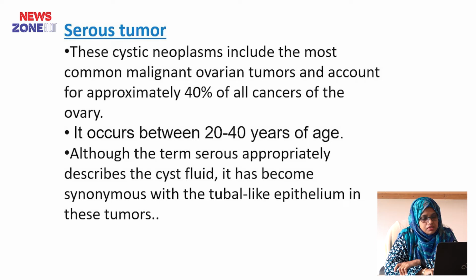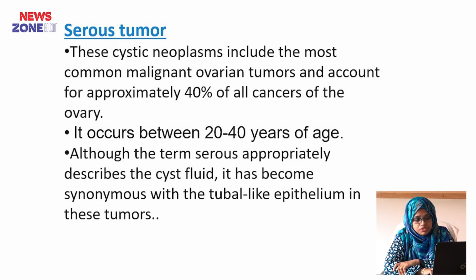Now come what is serous tumor. These are the cystic neoplasm that include the most common malignant ovarian tumor and account for approximately 40% of all cancer of the ovary. And it occurs between 20 to 40 years of age. And this is called serous because of the presence of cystic fluid within the cyst. And it has become synonymous with the tubal-like epithelium in this tumor.